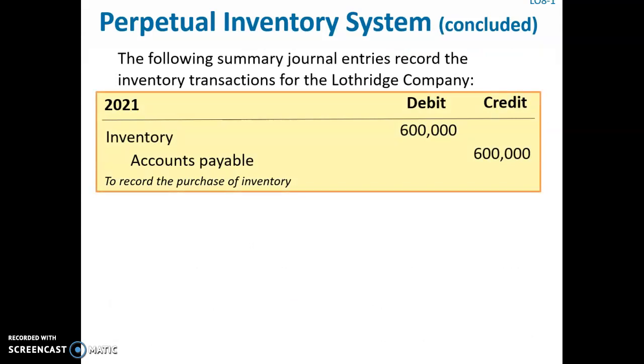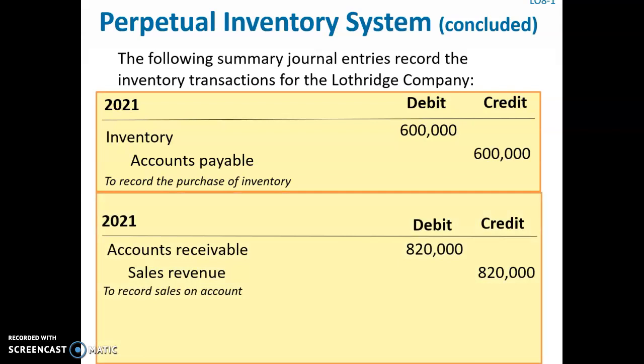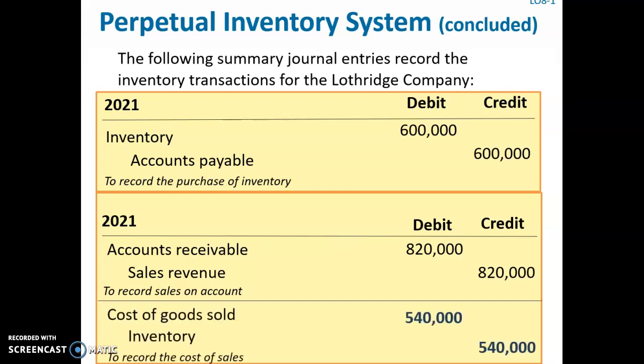To record the purchase of inventory, Lothridge debited inventory and credited accounts payable for $600,000. Of course, these are summary journal entries. To record the sales on account, Lothridge debited accounts receivable and credited sales revenue for $820,000. And to record the cost of sales, Lothridge debited cost of goods sold and credited inventory for $540,000.